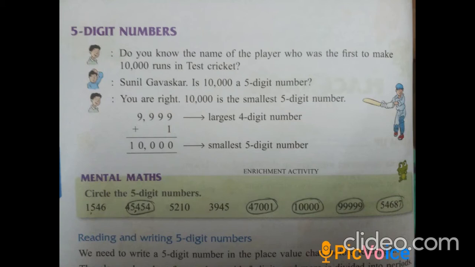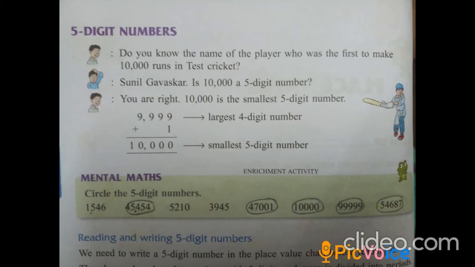The next student is answering, yes, you are right. So 10,000 is the smallest 5-digit number. That is, the largest 4-digit number is 9,999. When we add 1 to that, we will get 10,000. 10,000 is the smallest 5-digit number. So they have given mental math sums here.